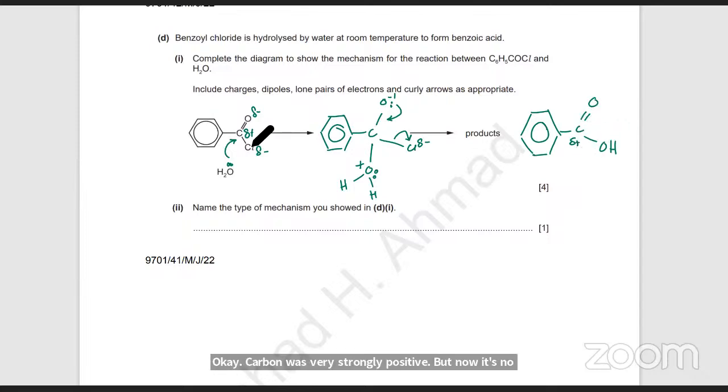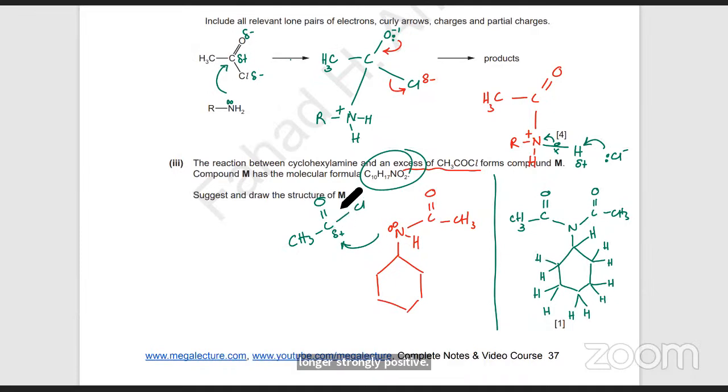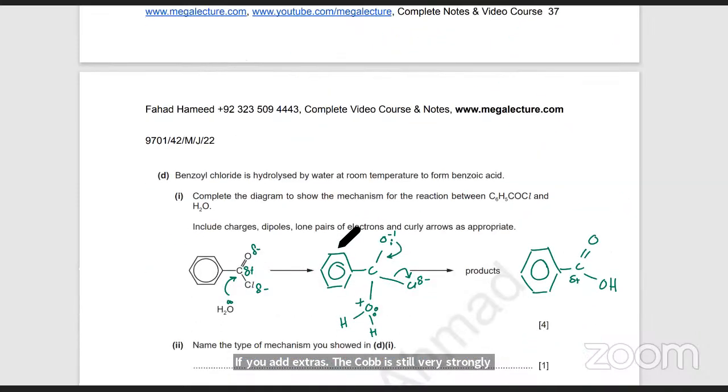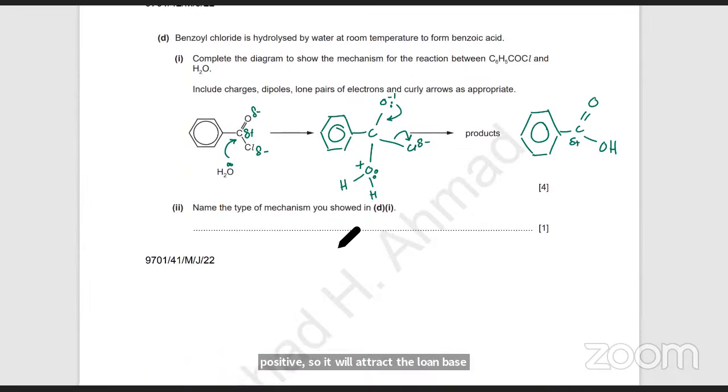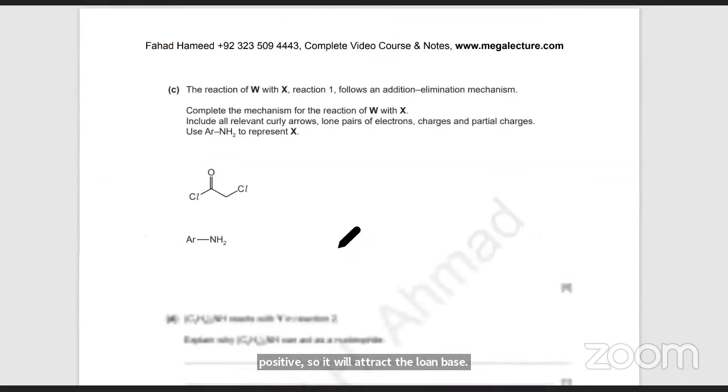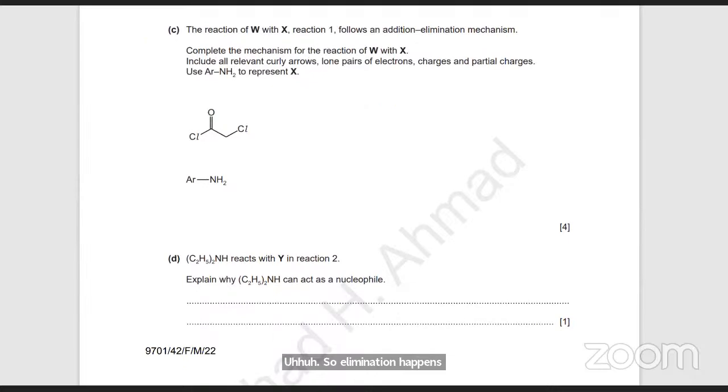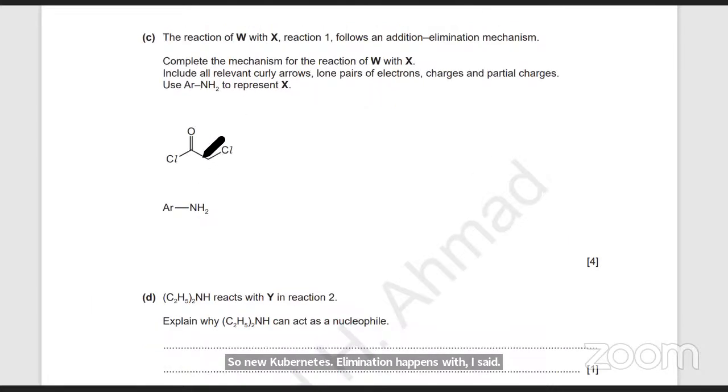Okay. Why does the reaction happen there? If you add extra acyl chloride, the carbon is still very strongly positive, so it will attract the lone pairs. Meaning the reaction was happening with acyl chloride. Yes, so nucleophilic addition elimination happens with acyl chloride. Okay. Now, this one is exactly the same. Which will react, this one or this one? Left or right, which one? Acyl chloride is the one. Yes, the left one. Okay.